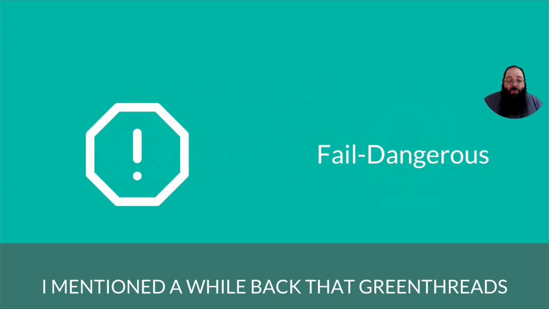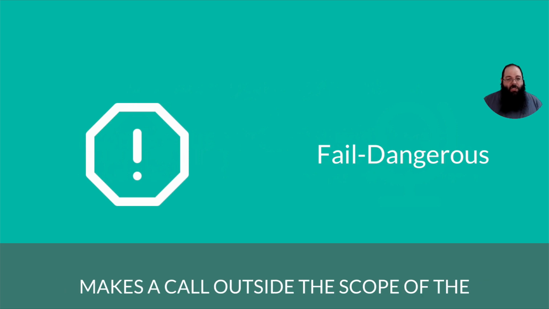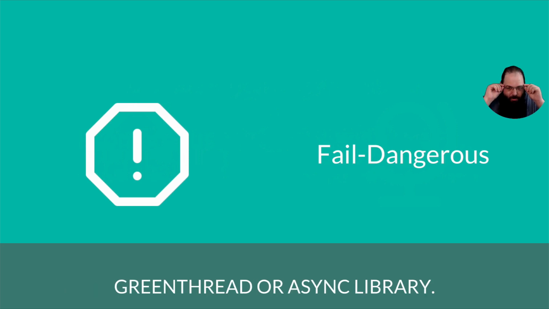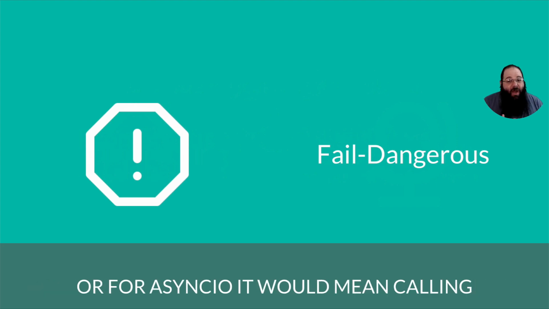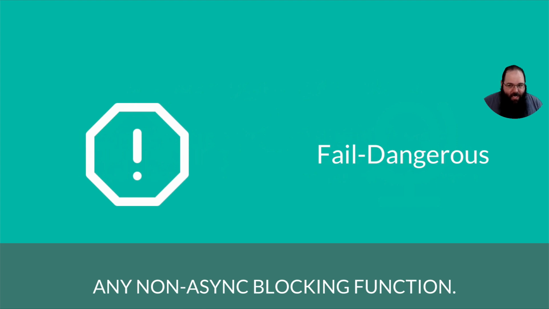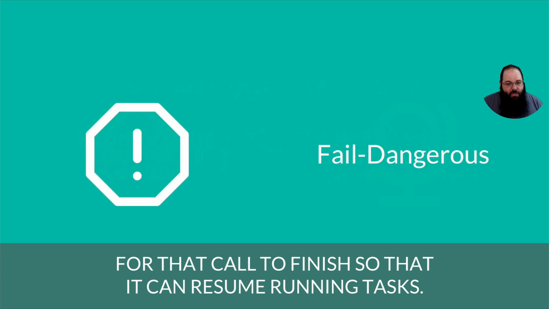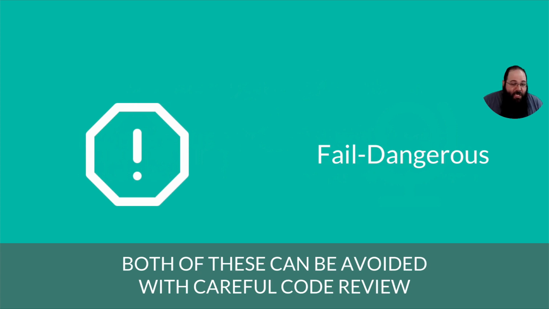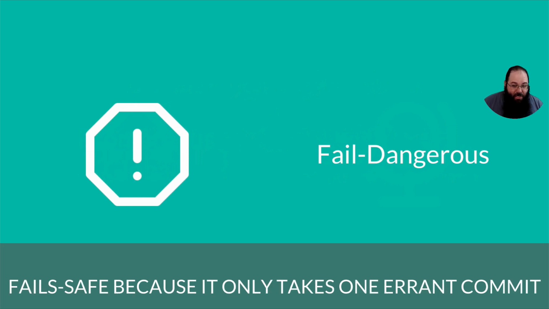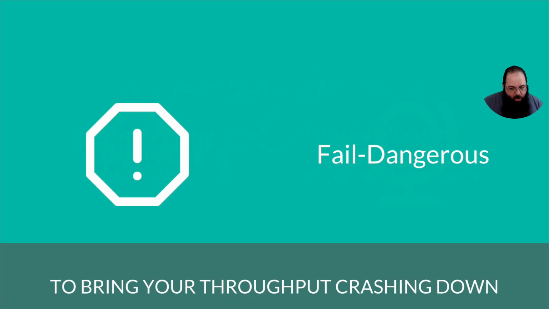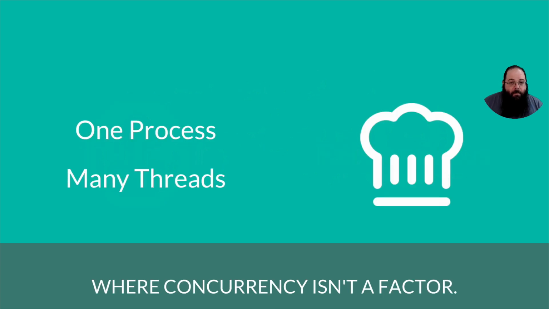I mentioned a while back that green threads and async code have this fail-dangerous risk. This happens when your application code makes a call outside the scope of the green thread or async library. For gthread or eventlet, this would mean calling a blocking function that isn't monkey patched, or for asyncio, it would mean calling any non-async blocking function. In either case, the main thread is stuck waiting for that call to finish so that it can resume running tasks. Both of these can be avoided with careful code review, but I say it fails dangerous as opposed to fail safe because it only takes one errant commit to bring your throughput crashing down, and these bugs can be really hard to catch in tests where concurrency isn't a factor.